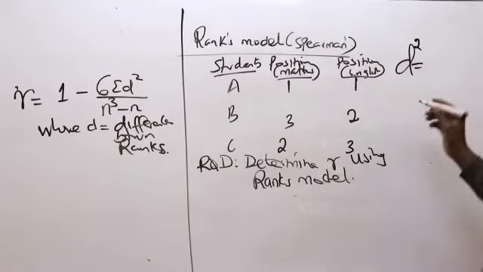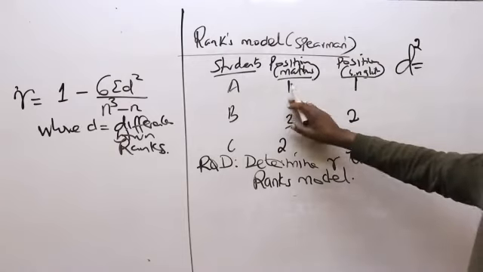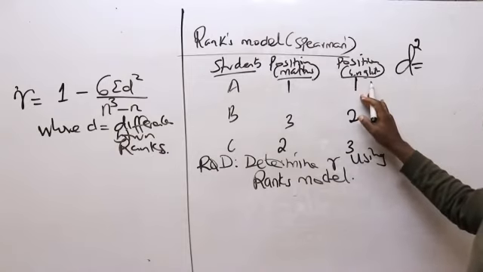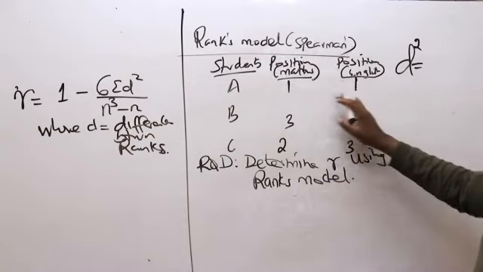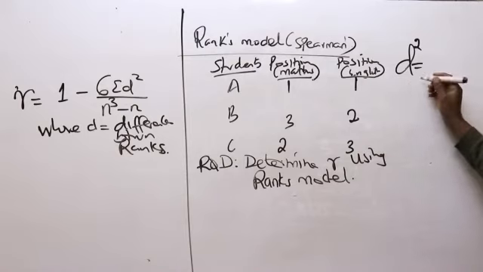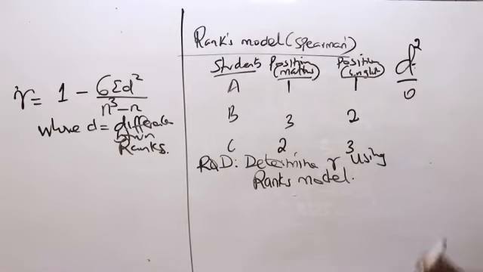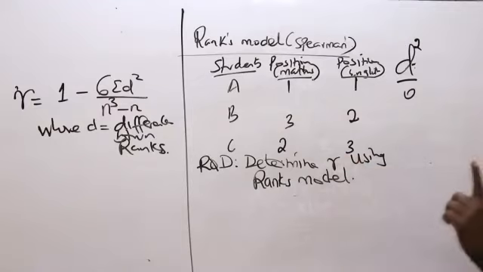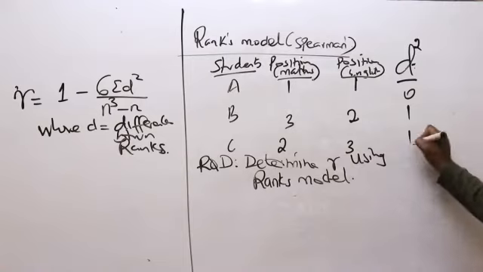So our D squared, ladies and gentlemen: the first one, we are taking rank of A in maths minus rank of A in English. Whatever we get, we square. So 1 minus 1 is 0, and 0 squared gives us 0. Then 3 minus 2 is 1, and 1 squared gives us 1. 2 minus 3 is minus 1, and when you square minus 1, it still gives me 1.